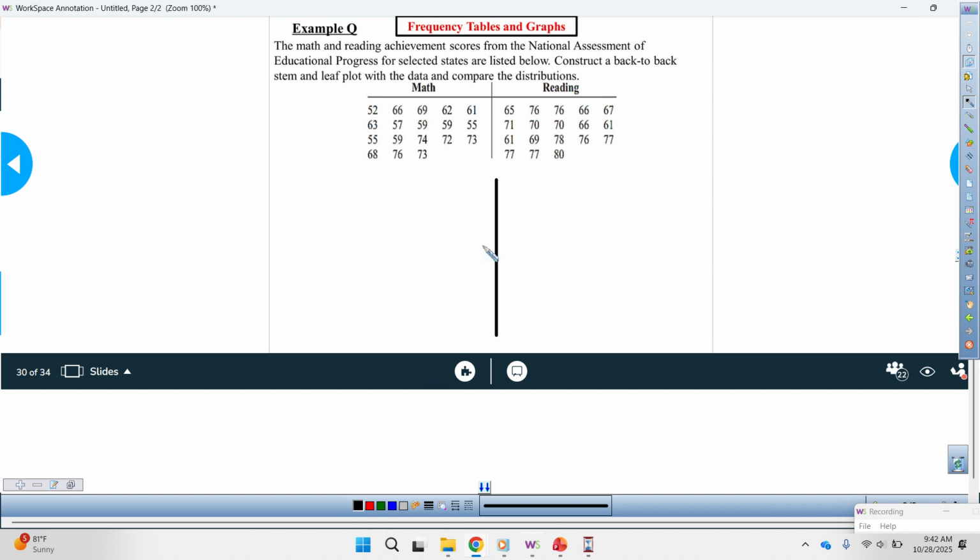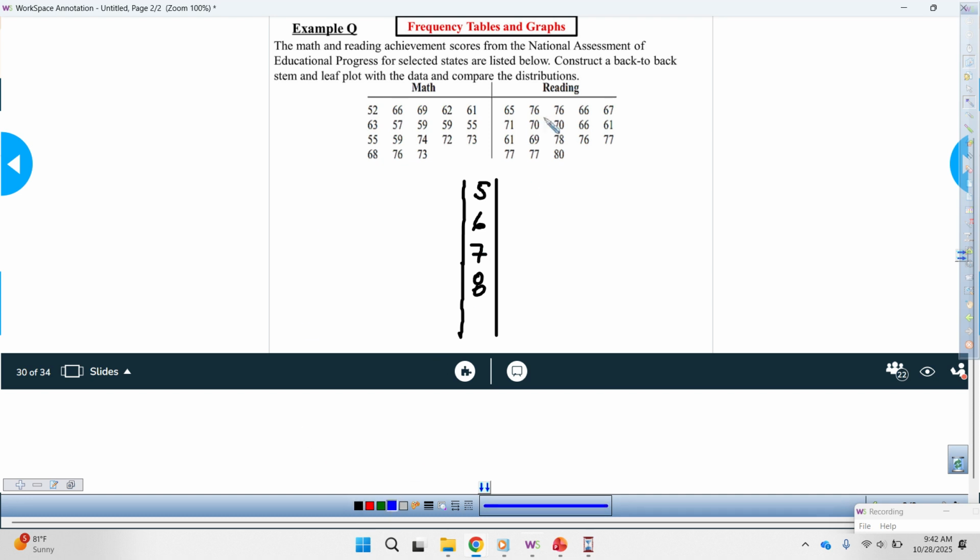All right, what's the minimum, everyone? 50-something, so put a 5. And what is the maximum? 80. So we go 5, 6, 7, and 8. To make it a back-to-back, we're going to do reading to the right, and we're going to do another stem right here on the left side, and we're going to do math to the left. That make sense?